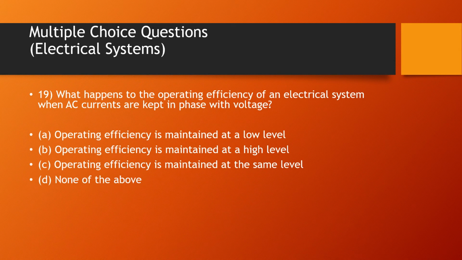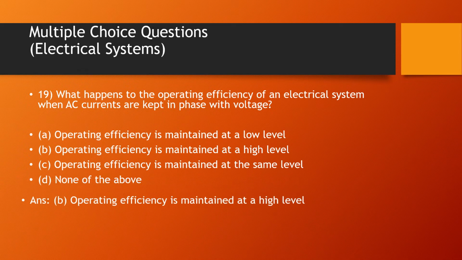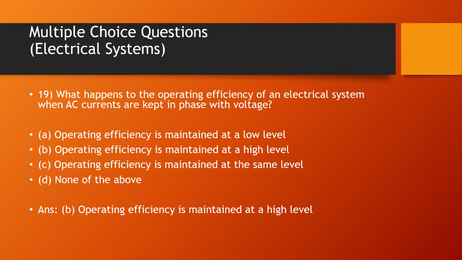Now coming to the next question, what happens to the operating efficiency of an electrical system when AC currents are kept in phase with voltage? Option A is operating efficiency is maintained at a low level. Option B is operating efficiency is maintained at a high level. Option C is operating efficiency is maintained at the same level. Option D is none of the above. And the answer to this question is option B, that is operating efficiency is maintained at a high level.